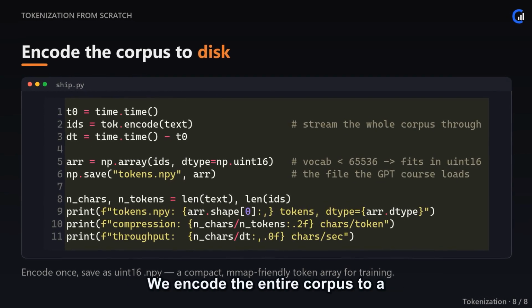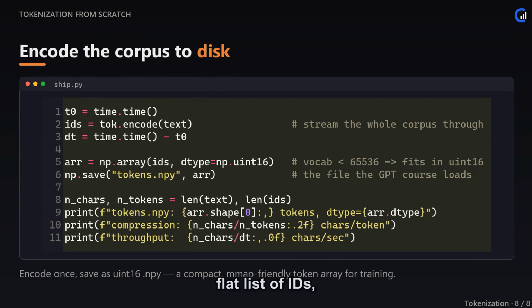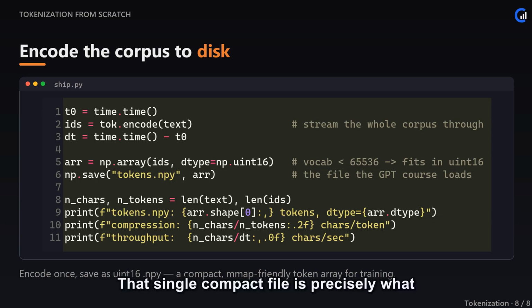Finally, we tokenize the whole dataset. We encode the entire corpus to a flat list of IDs, wrap it in a NumPy array of unsigned 16-bit integers. Our vocab is well under 65,000, so each token fits into 2 bytes, and we save it as tokens.npy. That single compact file is precisely what a model loads to start training. While we're here, we time it to measure compression and throughput.